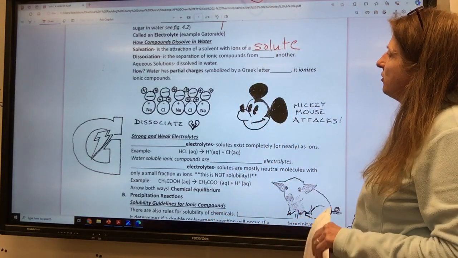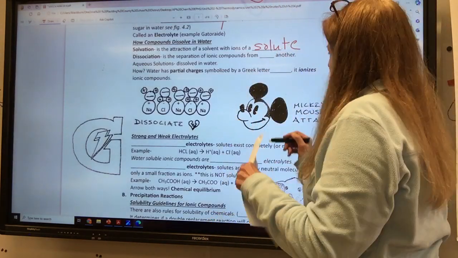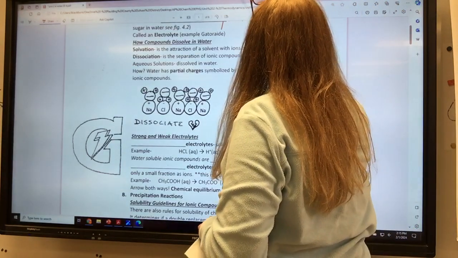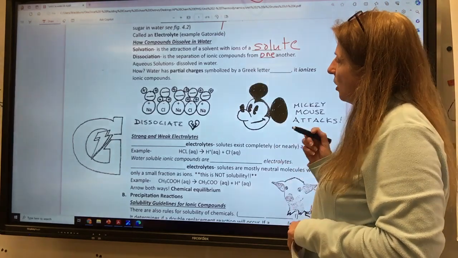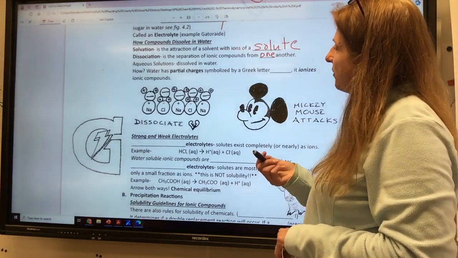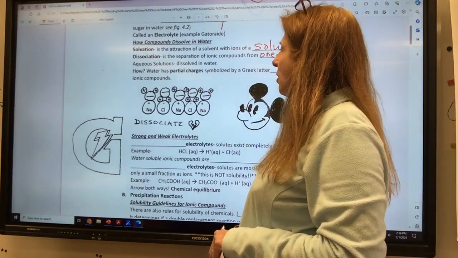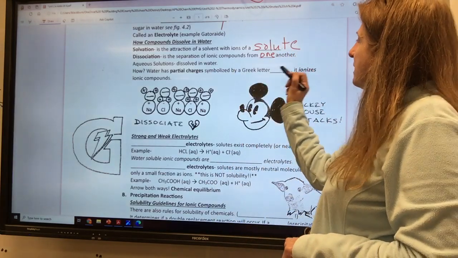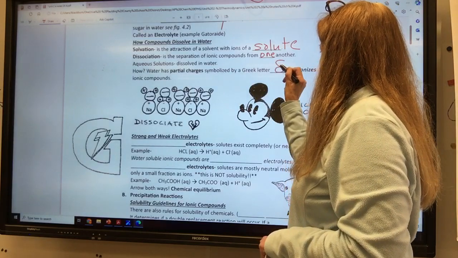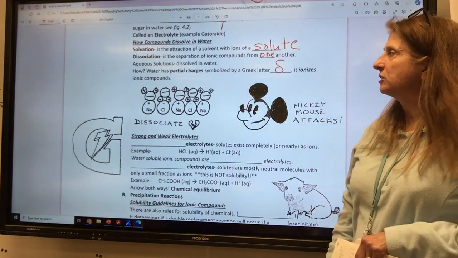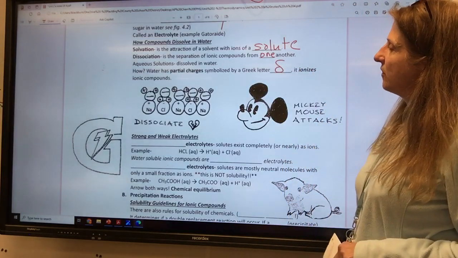Dissociation is the separation of an ionic compound's ions from one another. So if it's an aqueous solution, it's dissolved in water. So how does this happen? Water has partial charges symbolized by the lowercase Greek letter delta. It looks like an 8 that you didn't finish. And it ionizes other compounds.